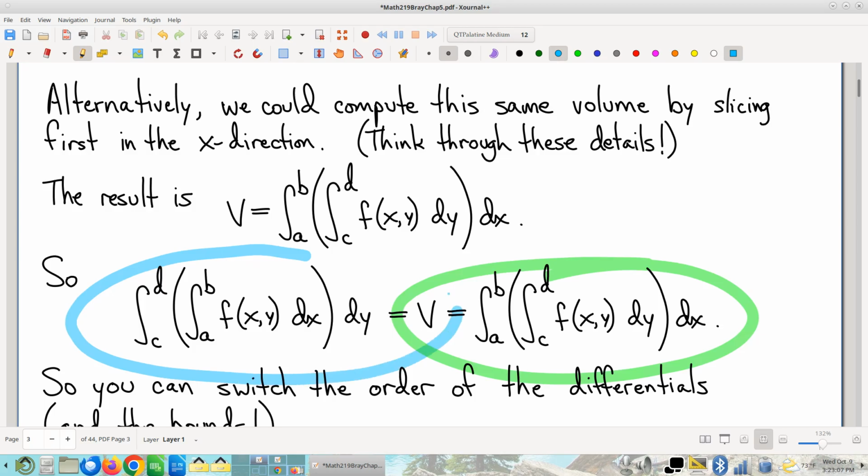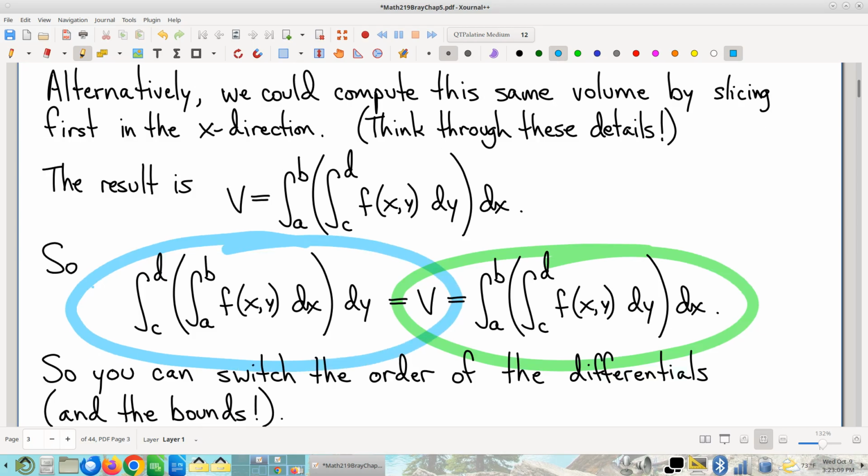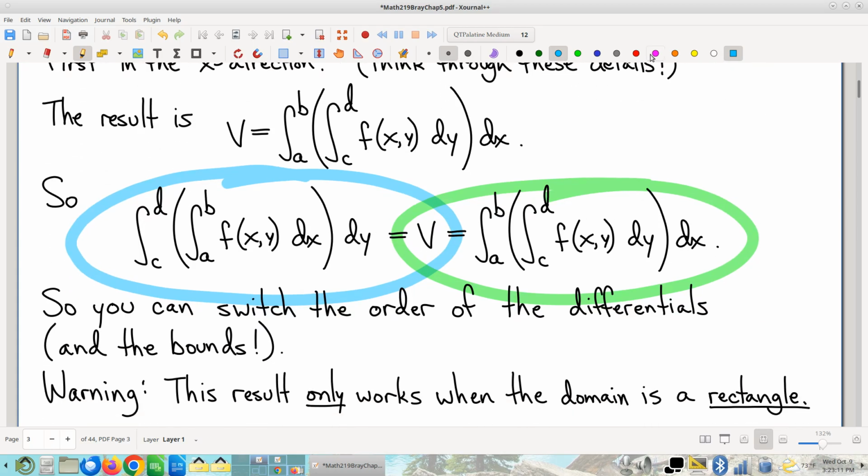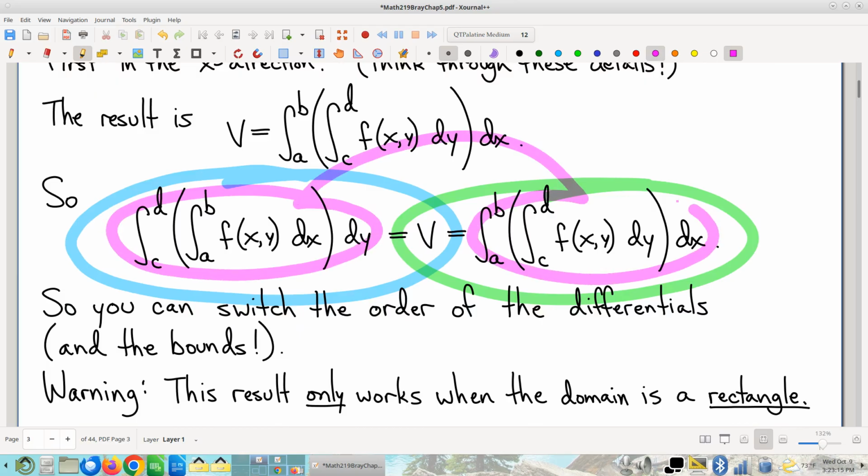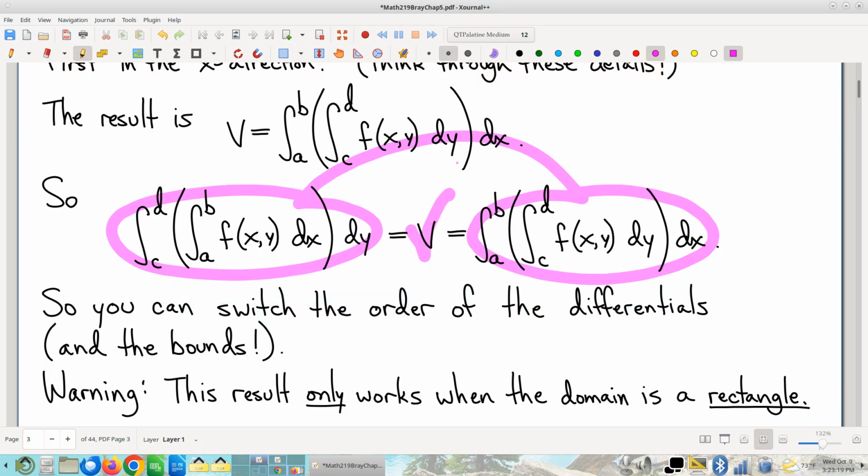And so what we have then, this is what y'all are going to confirm for yourselves. This is what we did last time. And so what you have is that the two iterated integrals are the same because they both represent the same volume. Okay, so said differently, you can switch the order of the differentials. You can do this move right here, right? Just keep in mind when you switch the differentials, you also have to switch the bounds accordingly. Okay. All right.